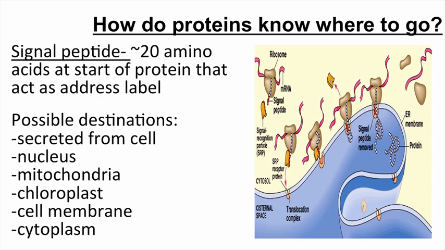In order for proteins to get where they need to go, they have basically an address label. About the first 20 amino acids of a protein are the signal peptide. The signal peptide basically tells where that protein is going to wind up. As it goes from the ribosomes to the rough ER to finally the Golgi, that is telling the Golgi where it's supposed to be shipped off to.